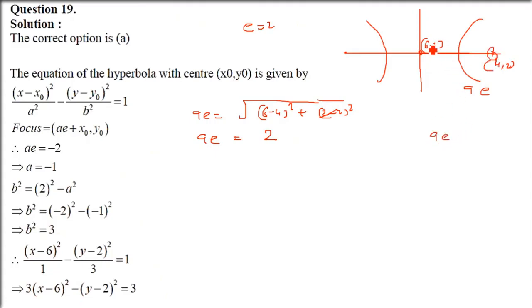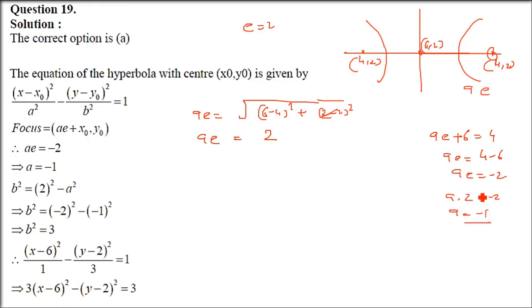We know that this 6, 2 is the center, and this 4, 2, we add AE with the x term of the center, which is 6. So when we add this, we'll get 4. Now AE will be 4 minus 6. Now it is quite confirmed that AE is negative, not positive. So AE is minus 2. Now, E is already given in the question, E is 2. So put it here. A into 2 is minus 2, so A will be equal to minus 1.